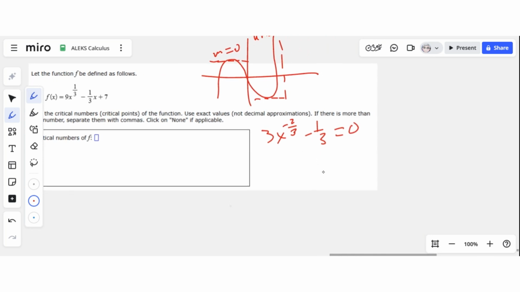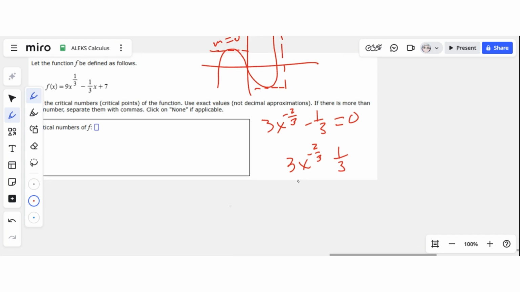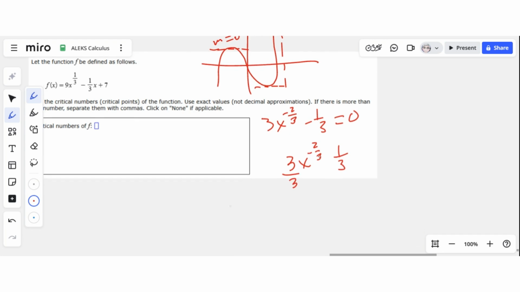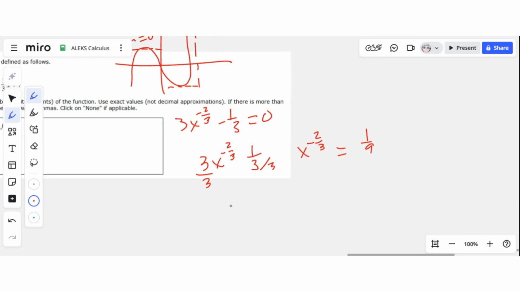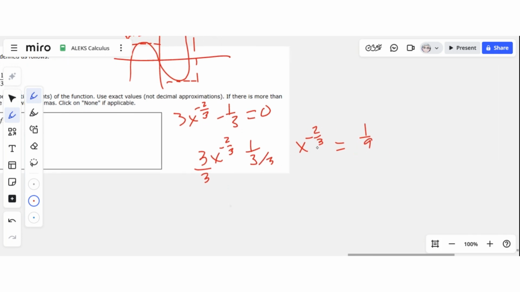So I'm going to do some rewriting of this. Let's see, I'm going to add 1/3 to both sides first. And then we've got 3 times x to the -2/3. I think I'm also going to divide both sides by 3 to get the x alone. When you divide 1/3 by 3, it becomes 1/9. So I'm going to have x to the -2/3 equals 1/9. So far, so good. Let me rewrite this negative exponent. So I'm going to write that as 1 over x to the 2/3.